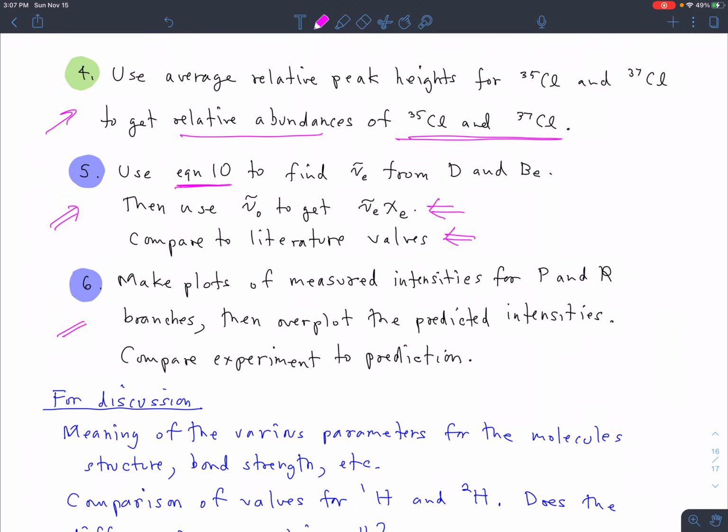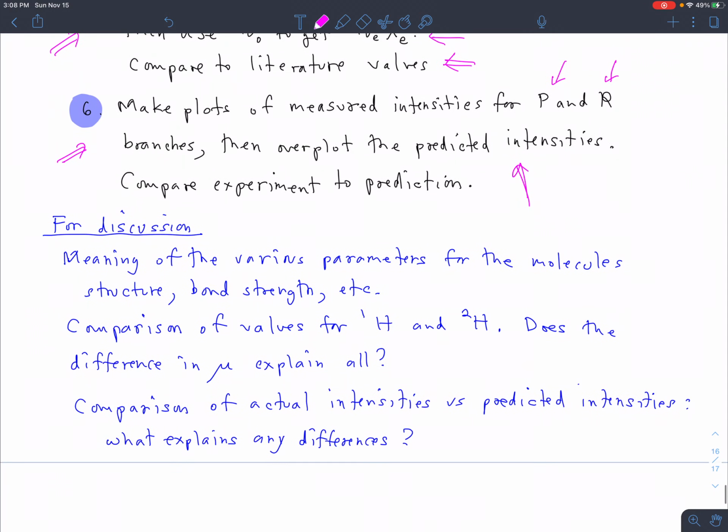And then finally, make plots of intensities for the P and R branches and overplot them with the predicted intensities from our formula up above. And then finally, a few things for the discussion, but I think we'll talk about that next week.